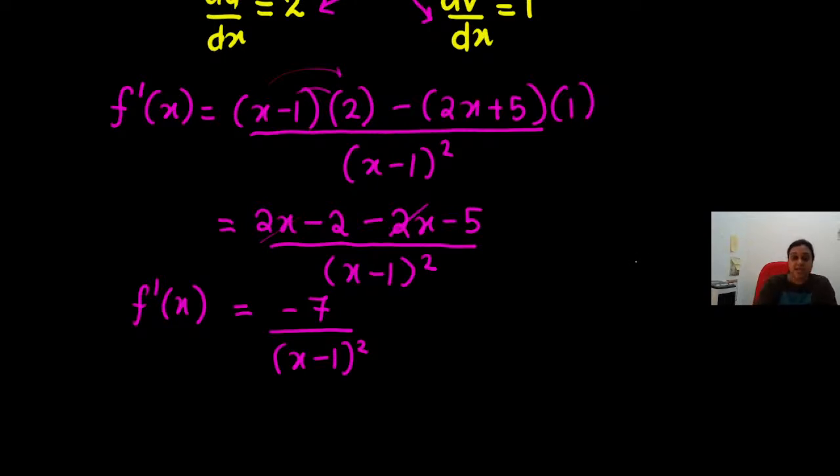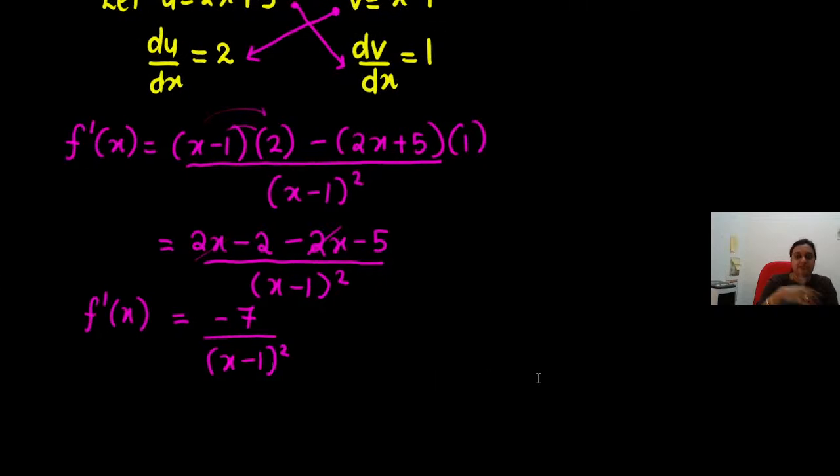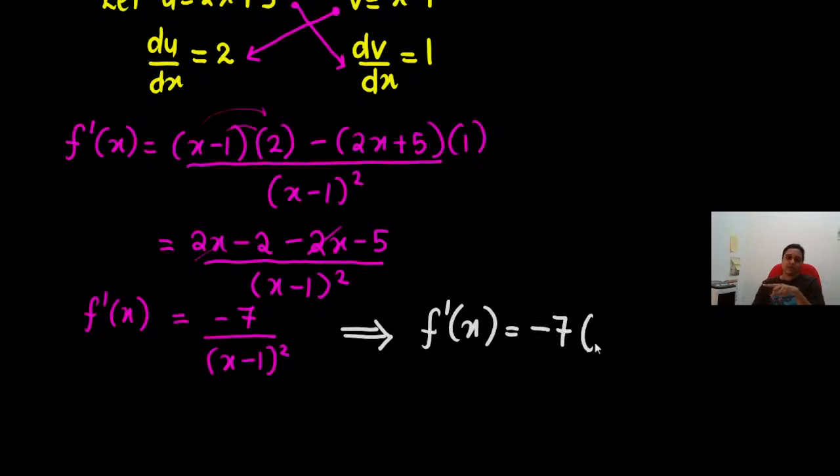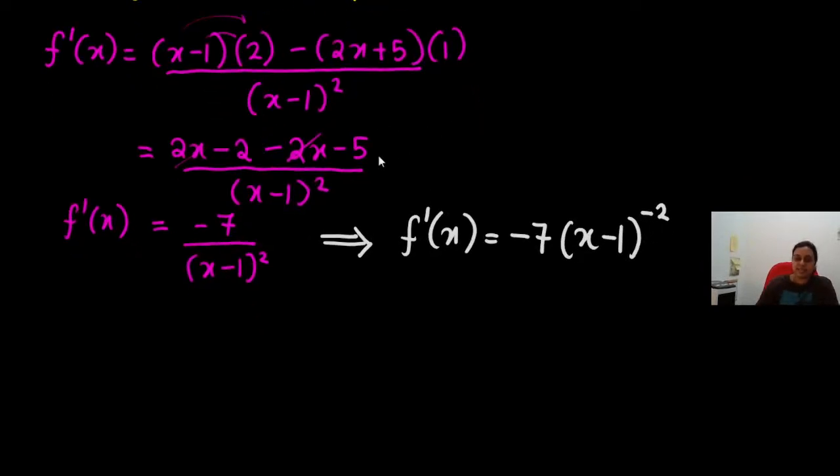From here we're going to find the second derivative, f double prime. Usually we say second derivative. To find the second derivative, change the form first a little bit. Bring the (x - 1) go up, becomes like this: negative 7 times (x - 1) to the power of negative 2. Now you can find the second derivative.